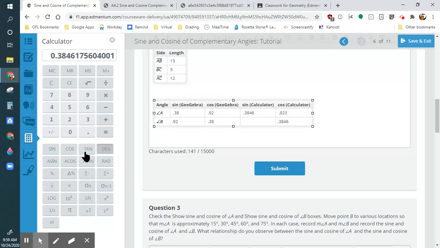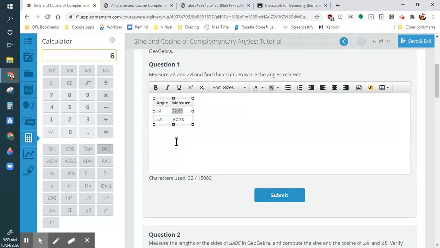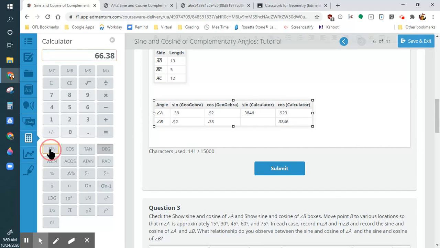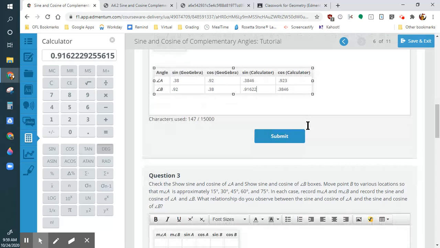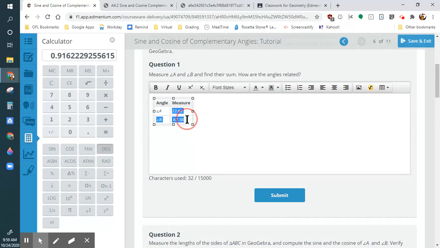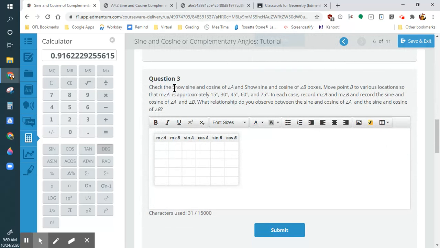0.3846. And then I'm going to clear this. What was it? 66.38. And now I'm going to remember to actually hit the sine button. And that's going to be this 0.9162. So if we look here, it's a little off, right? There's some calculator errors, and there's probably some round off error with this angle here. But for the most part, they're pretty close, right?